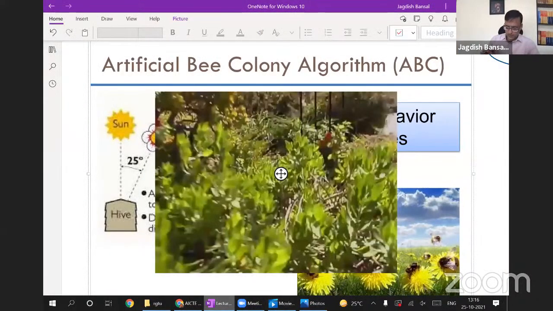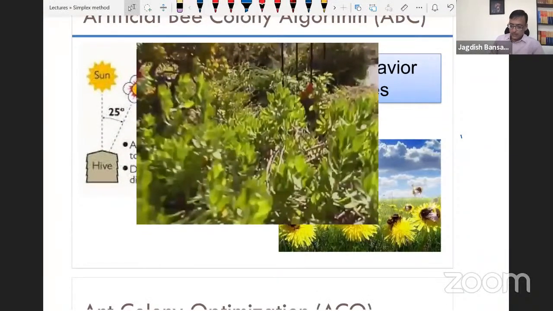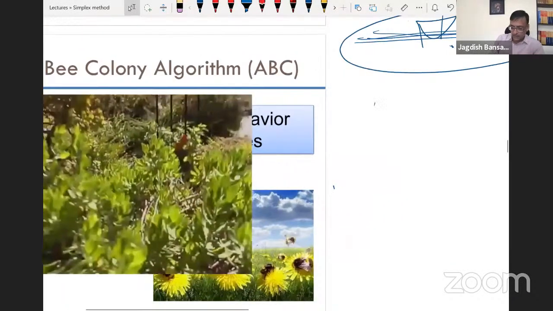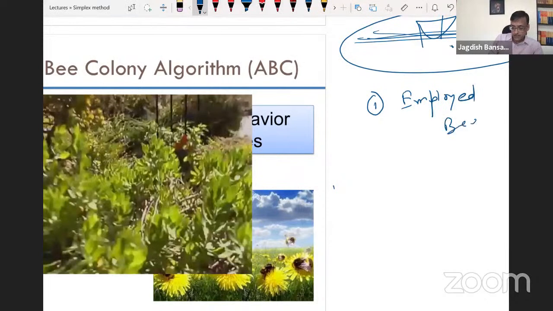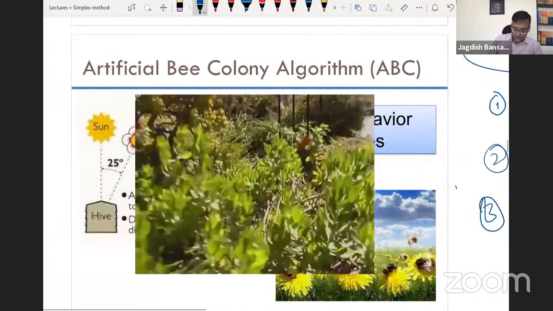Okay. So this algorithm is implemented in three phases based on the type of bees. Employed bee phase means how the employed bee works, and then the onlooker bee phase, and then the scout bee phase.